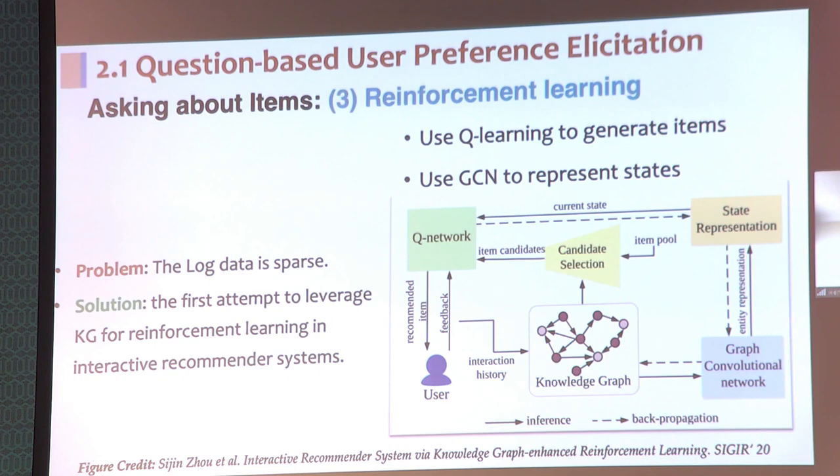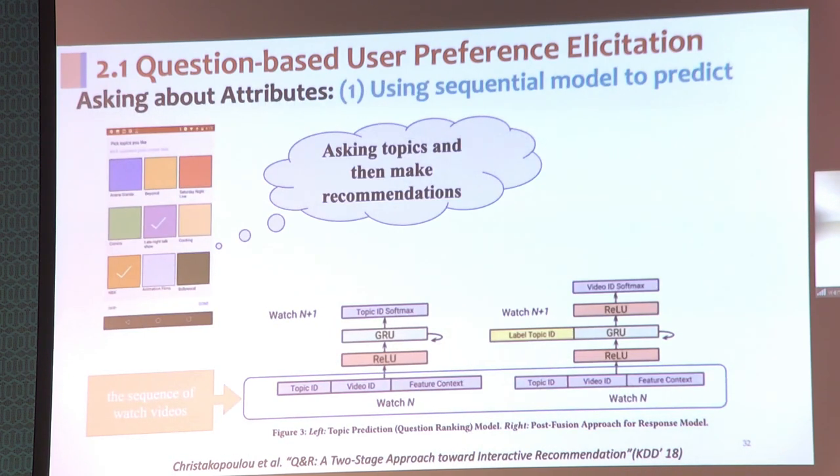Those are the three types of methods that ask about items. Then let's come to the methods that ask about attributes. The first method we call a sequential model.